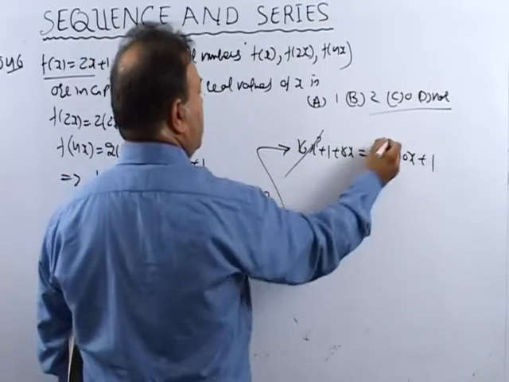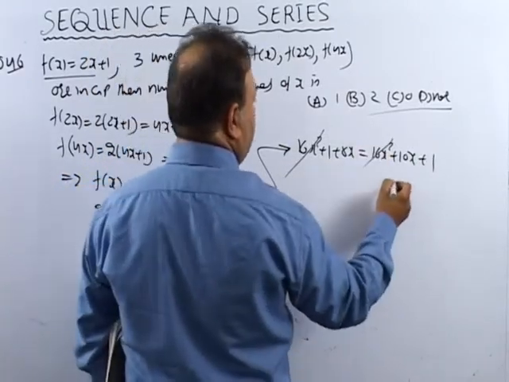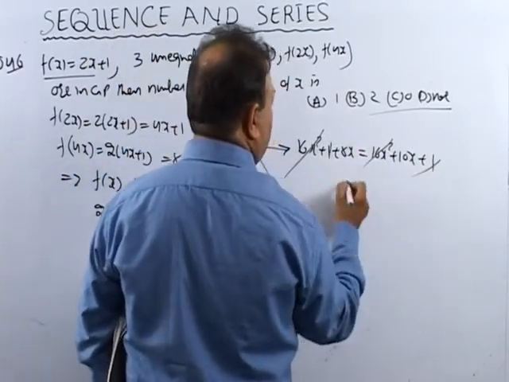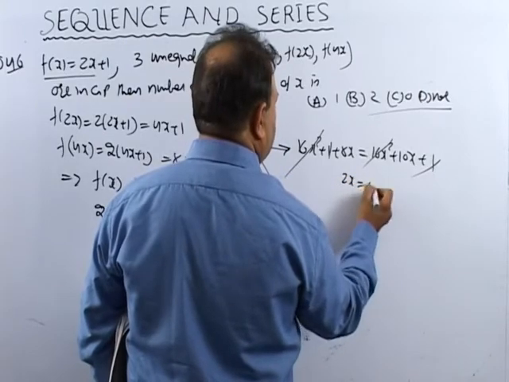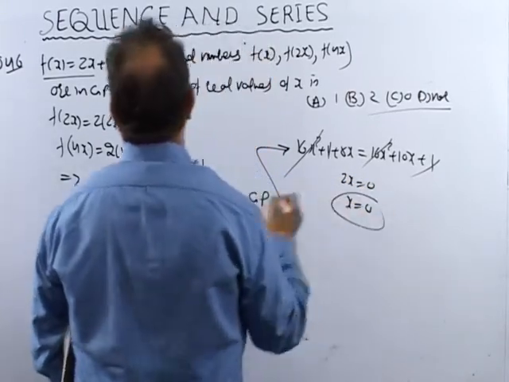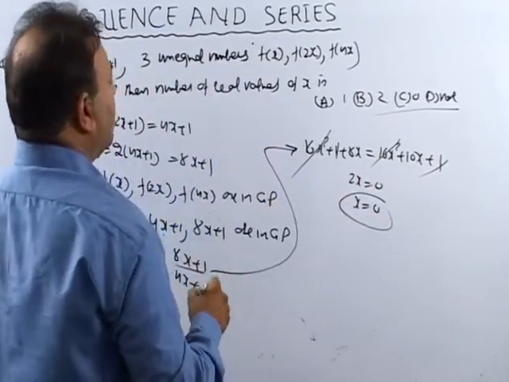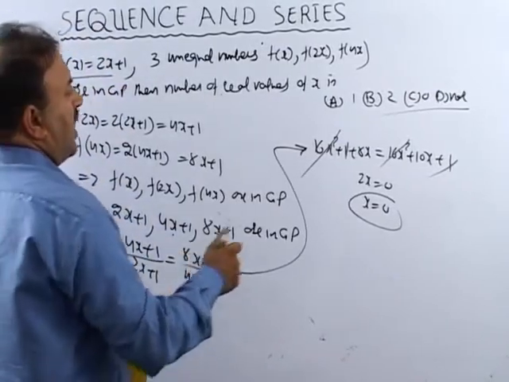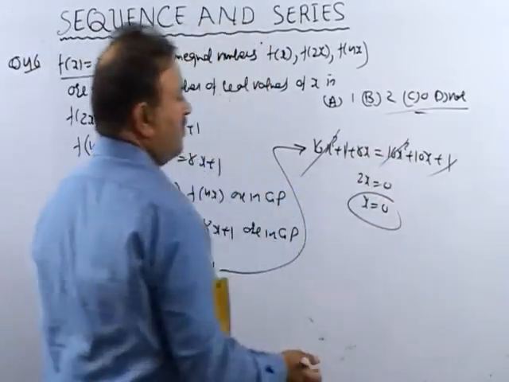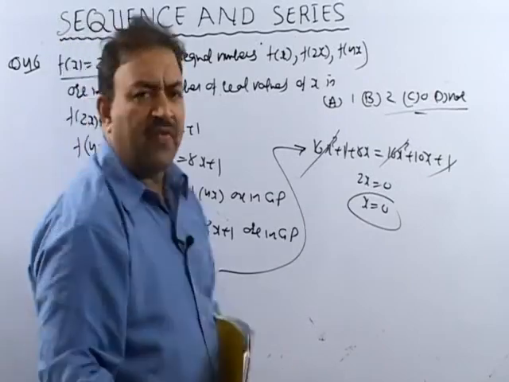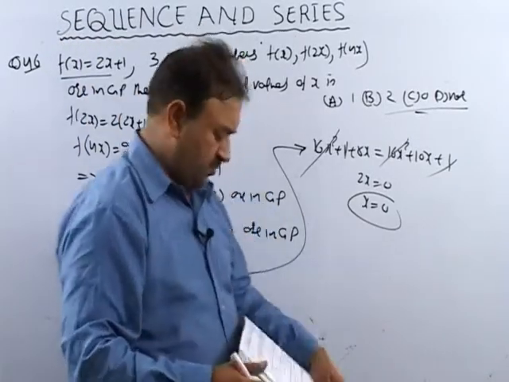We find that 16x square will be cancelled out, then 1 will be cancelled out. It is 2x equal to 0, so x is equal to 0. Now the question is the number of real values of x. What value of x is coming? It comes out to be 0. So the real value of x possible is 0.